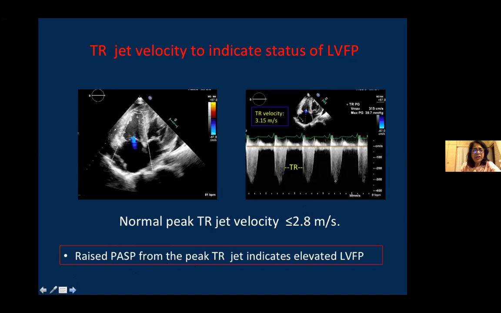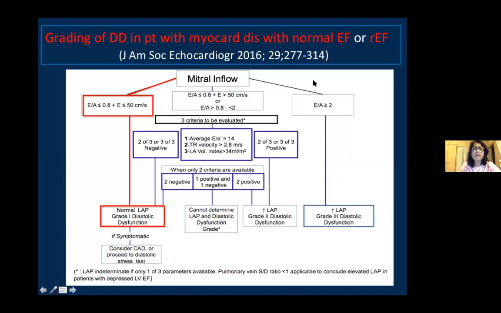So after knowing all these criteria, let us go to the flow chart given by the ASE in its latest guidelines for grading of diastolic dysfunction in the patients with myocardial disease, either with normal ejection fraction or reduced ejection fraction. So now let us look. Just by looking at the mitral inflow, in some situations, we can classify the grade of diastolic dysfunction and the LV filling pressure. Not always, in some cases, as I said.